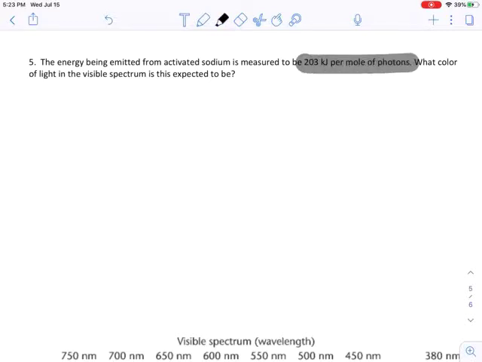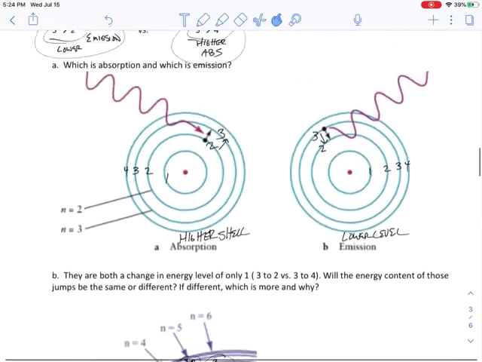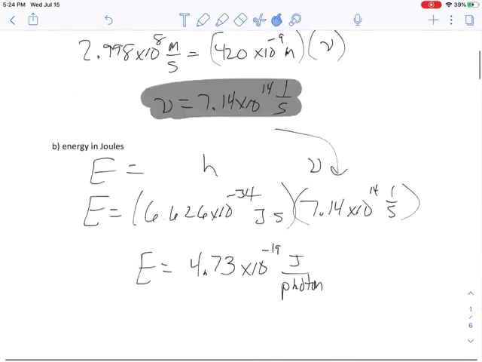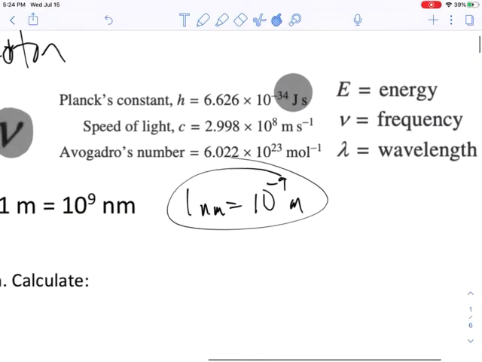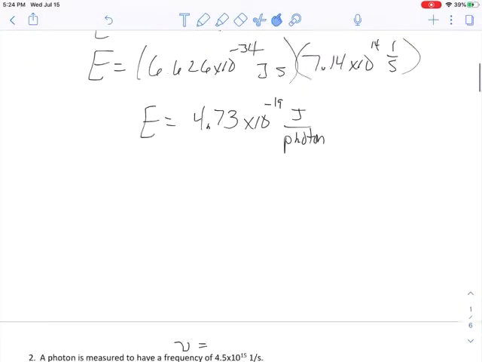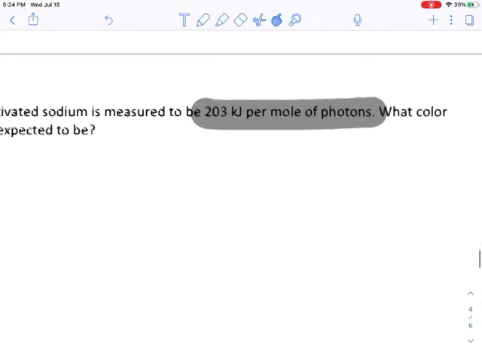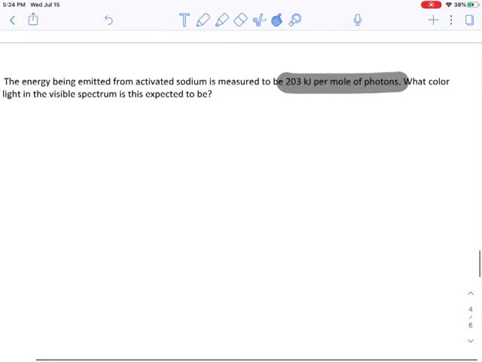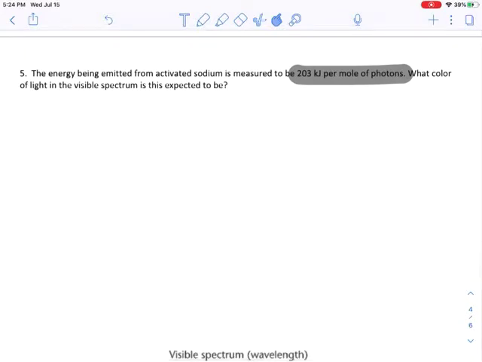Now, please note that this one starts off with 203 kilojoules per mole of photon. So remember that the first thing you have to do is get this into joules, because all of our equations up here are in joules. But also remember that it only works for one photon, and right now I have given this to you as a mole of photons. So we're going to have to do 2 quick transformations at the start of this problem to get these numbers to the point that we can do something useful with them.